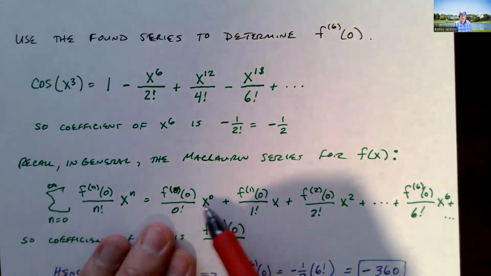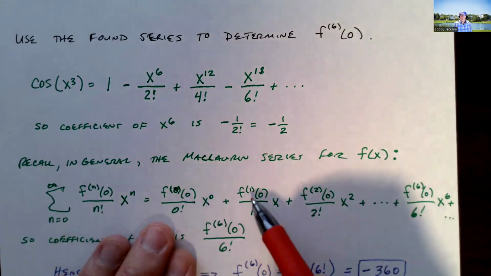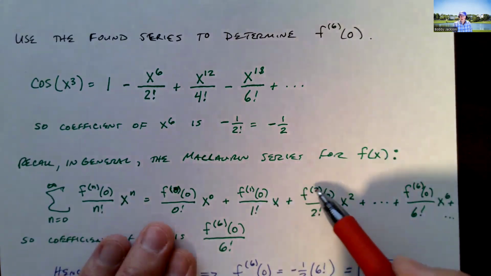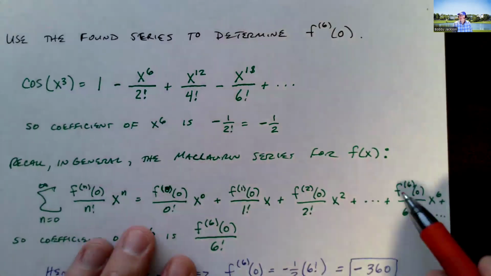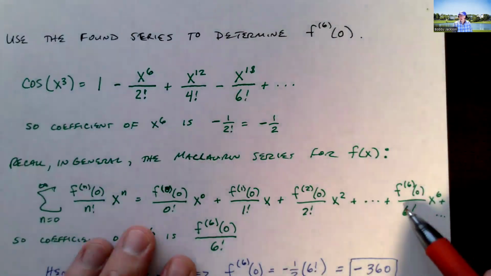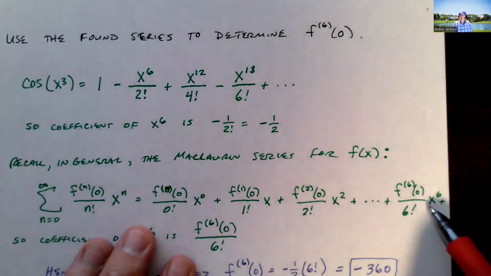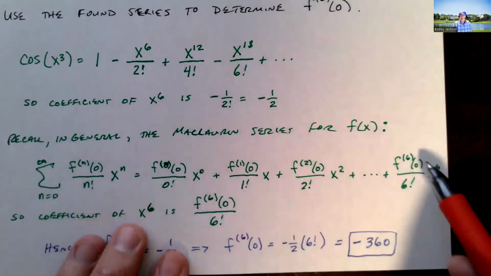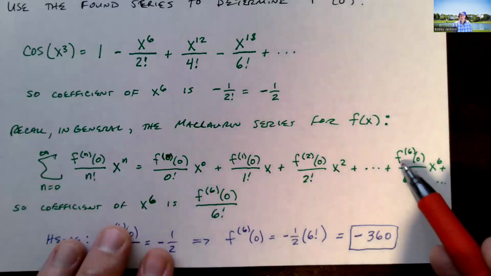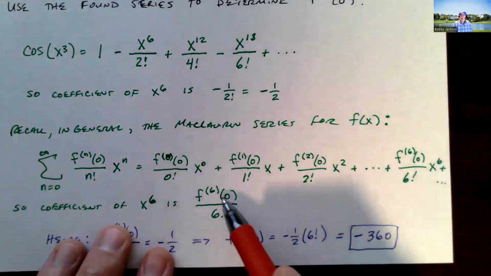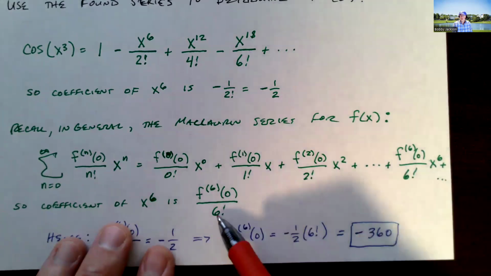x to the 0. Okay, when n is 1, I get the first derivative, right? This is the first derivative value at 0 over 1 factorial, x to the first. And then the second derivative value at 0 over 2 factorial, x squared, and so on. Eventually, we'll get the sixth derivative evaluated at 0 over 6 factorial, x to the 6. And then it continues to go on. But what I want you to note here is, in general, the coefficient of x to the 6th is the sixth derivative evaluated at 0 over 6 factorial.